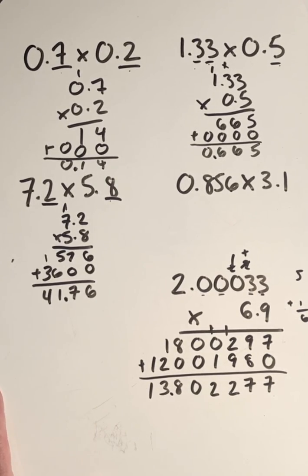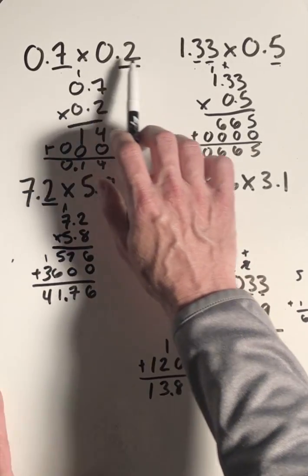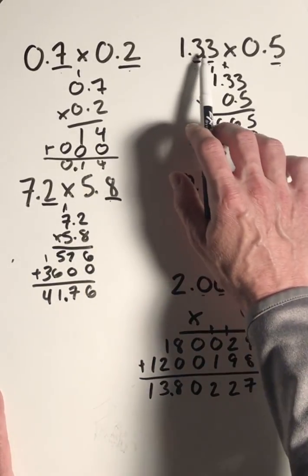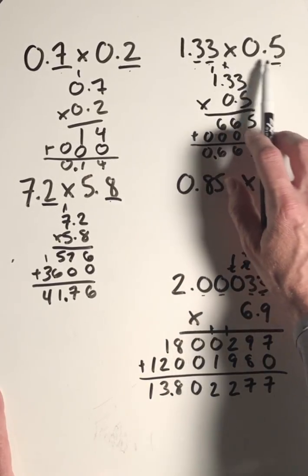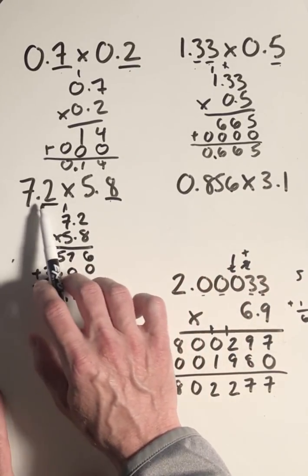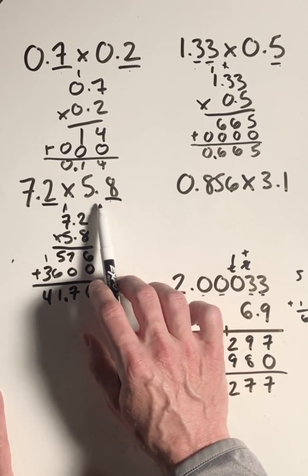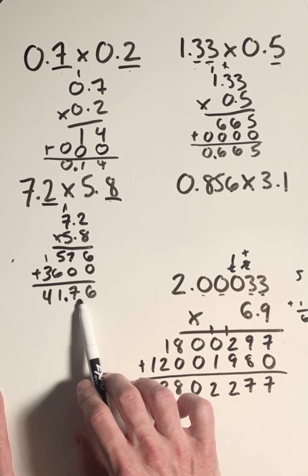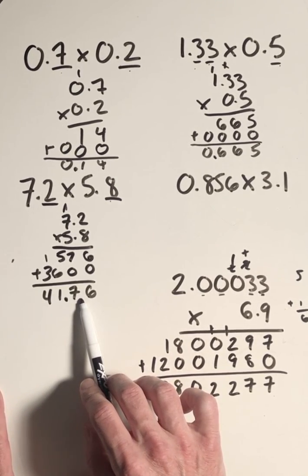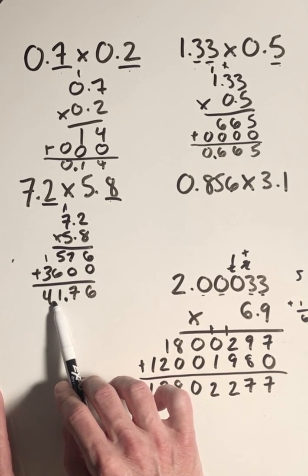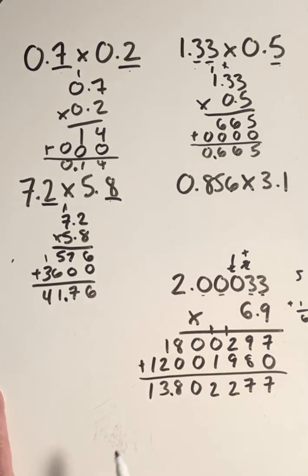Now, going back up to review these, it's always good to estimate your work. This is less than 1 times another number that is less than 1, so my answer better be less than 1. This number is a little bit bigger than 1, and I'm taking half of it, so my number should be less than 1, and it is. This is about 7. This is about 6, so my answer should be about 7 times 6, or 42. If I had the decimal point here, that would be 417. That's not about 42. If I had the decimal point here, that would be 4, and that's not about 42. So you can use estimating to make sure you're right.